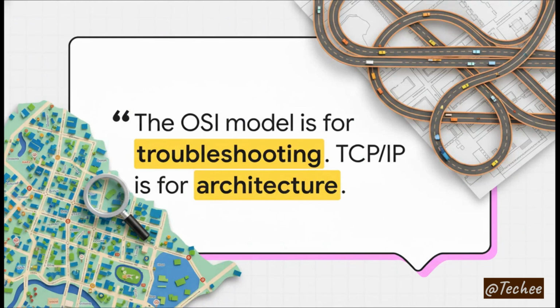Here's another way to think about it that I really like. The OSI model is like a super detailed city map, showing every single tiny street and alleyway. It's perfect for when you need to pinpoint the exact source of a problem. TCP/IP, though, is the highway system. It's the major roads that all the traffic actually flows on. You absolutely need both to get around effectively.